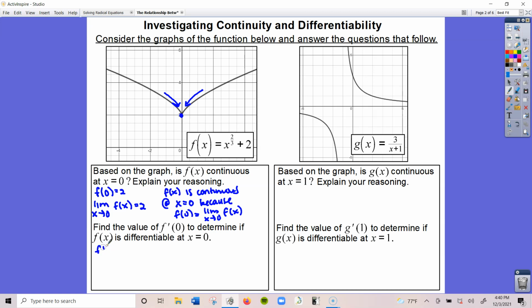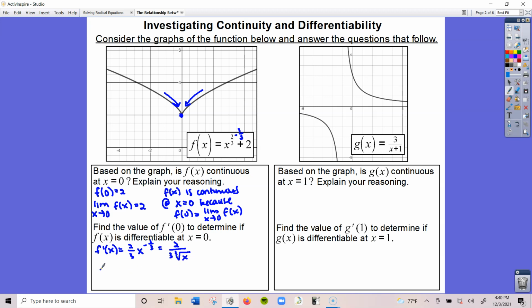So f prime of x, using the power rule, is going to be 2/3 x. I'm going to subtract 1 from the exponent. So I'm going to subtract 3 over 3. That would give me negative 1/3. And the derivative of 2 is 0. So this is equal to 2 over 3 times the cube root of x.